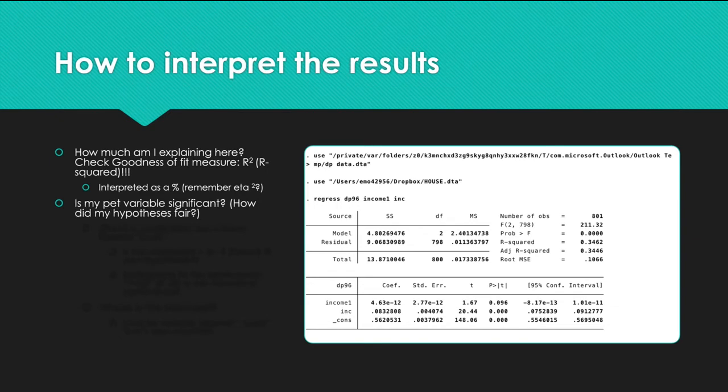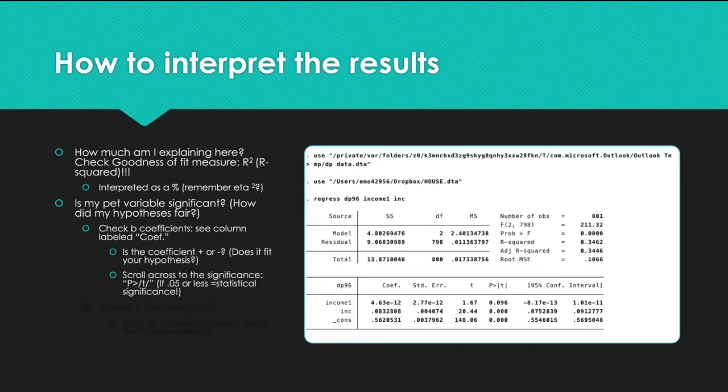Second big question is my pet variable significant? How did my hypotheses fare? First thing you want to do is check your beta coefficients, right? That's the slope of your regression line. So look for the column labeled coef, right? That's short for coefficient. That's going to give you the actual beta coefficient for each independent variable. Then you want to know whether your coefficient is positively or negatively signed. So is the relationship between that variable and the dependent variable positive or negative, right? And ask yourself, does it fit your hypothesis?